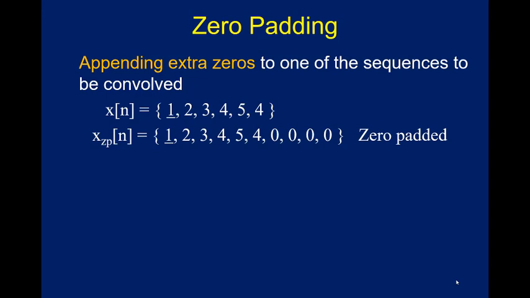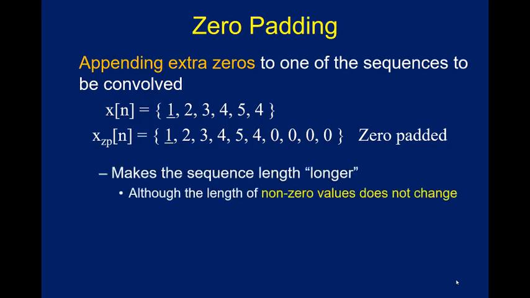So if we have a finite length signal x of n that's 0 everywhere except 1, 2, 3, 4, 5, 4, and then it goes to 0. The zero padded version of that would say 1, 2, 3, 4, 5, 4, 0, 0, 0. Now, if these were truly the only non-zero values, this is equivalent. I'm just explicitly telling you I've got some zeros there. So I'm really not changing anything, I'm just telling you about it.